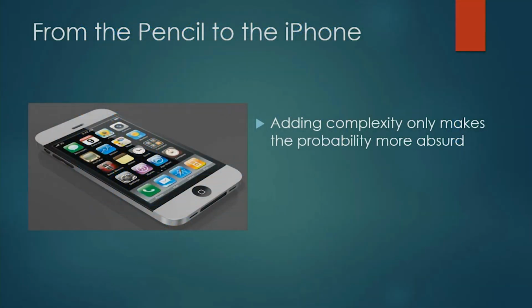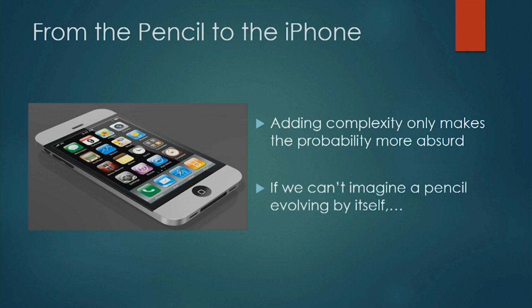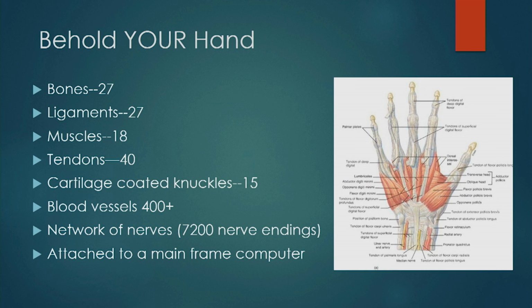And if you add complexity to the equation, it just makes the whole concept that much more absurd. Obviously, if a pencil can't evolve by itself, a smartphone could never happen. And so we kind of know this intuitively. But wait a minute, look at your hand. Everyone has 2 hands. Most of you do, anyways. Hold one of them out. Now, look at that hand right there.